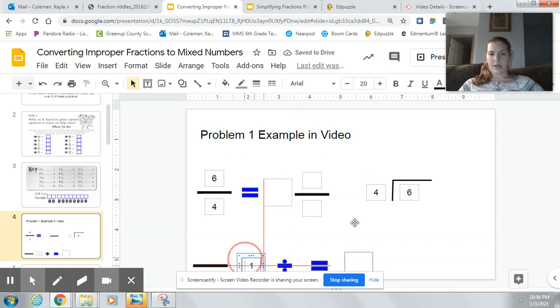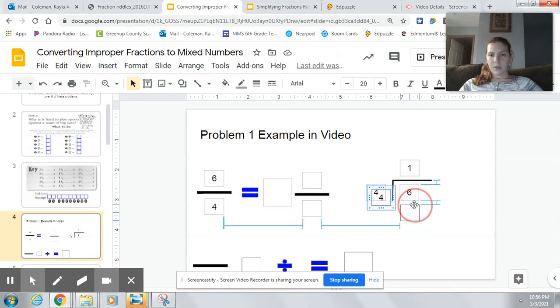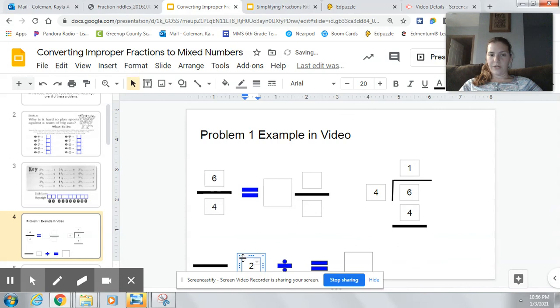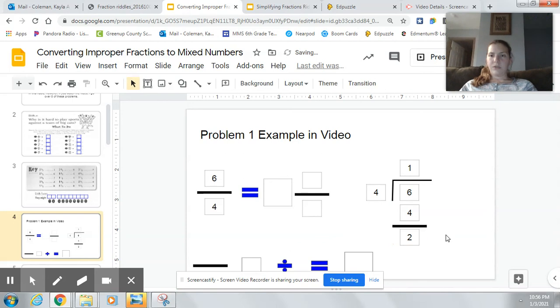I'm going to drag that above the 6. 1 times 4 is 4. I'm going to subtract. 6 minus 4, I'm going to have 2 left over. And 2 is my remainder.